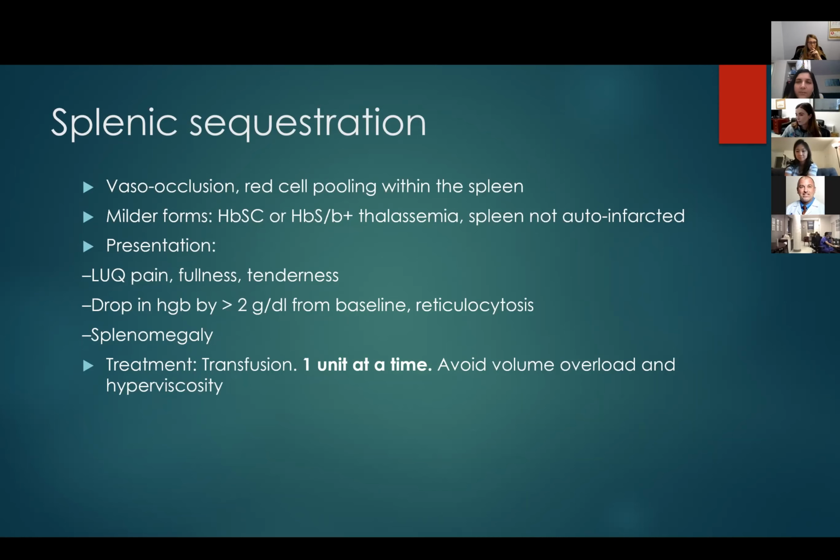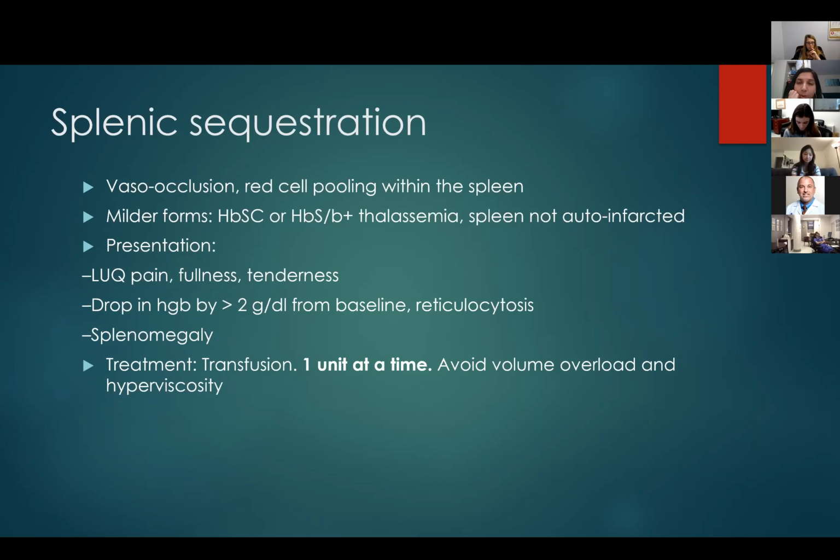And presentation would be typical. They would have some left upper quadrant pain, fullness, tenderness. You should be able to feel a spleen on exam. And they've dropped their hemoglobin by more than 2 grams from baseline. And it's accompanied by reticulocytosis, which is what differs it from aplastic crisis.